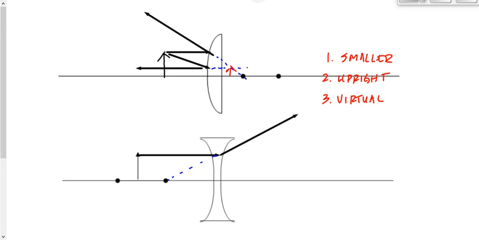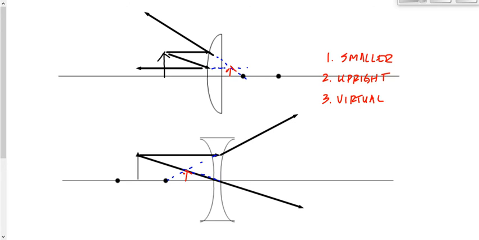Second ray is going to go down through the optical center, and technically, we look at the extended portion of that ray. We see that two dotted lines intersect. What are the characteristics? It's smaller, upright, and it's virtual. Does that make sense? Okay, I'm not suggesting that you should never draw ray diagrams from mirrors.